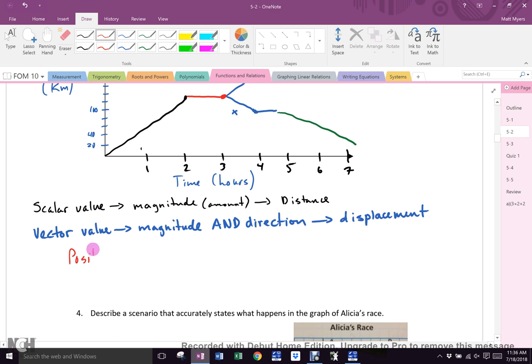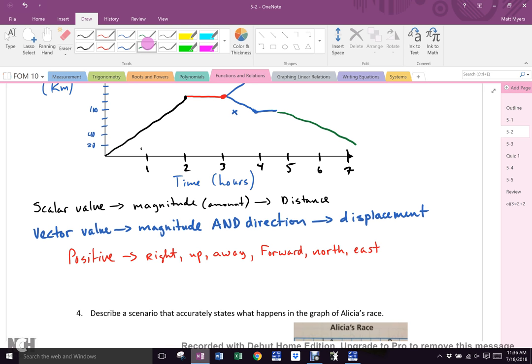Positive means a whole bunch of stuff. It means to the right. It means up. It means away from where you started. It means up, away, forward. It means north. It means east. That's about all I can think of right quickly off the top of my head.